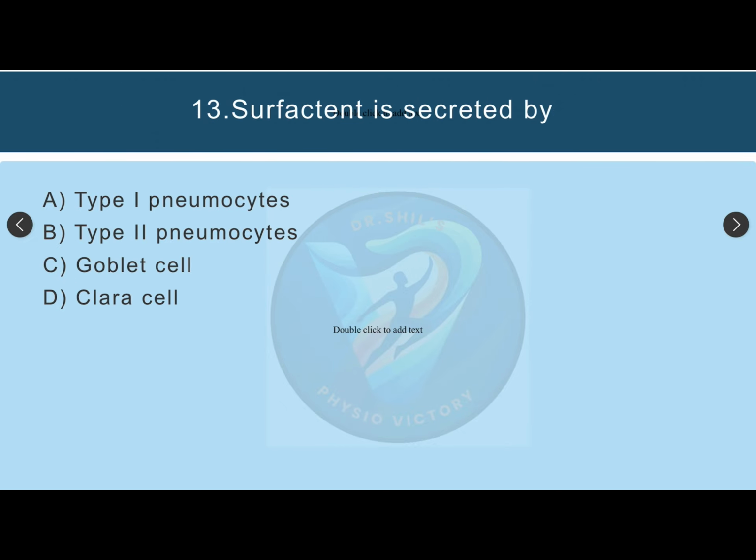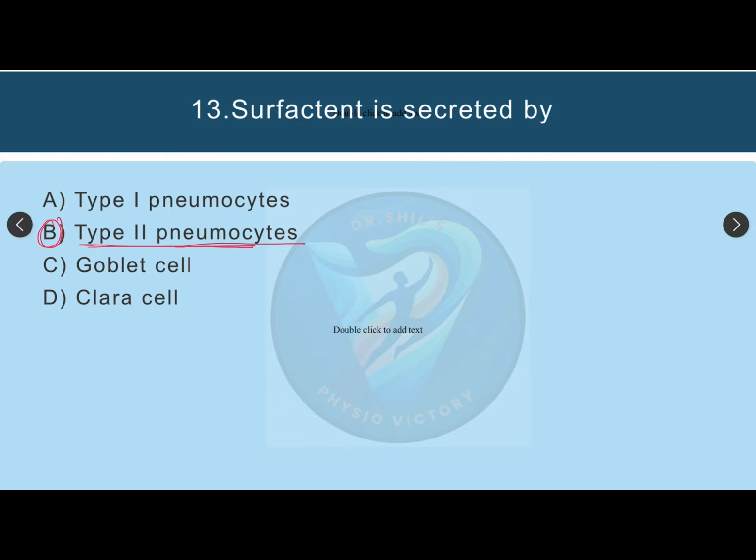Next question, surfactant is secreted by option A, type 1 pneumocytes, option B, type 2 pneumocytes, option C, goblet cell, option D, Clara cells. Here the correct answer is option B, type 2 pneumocytes.